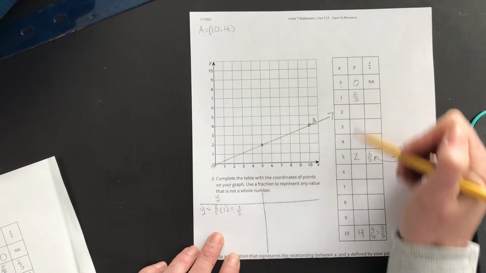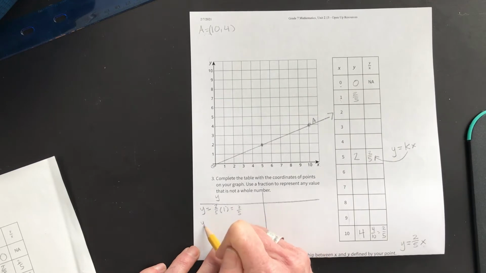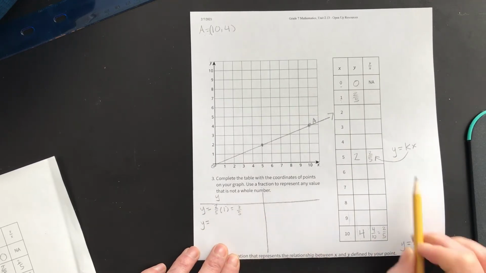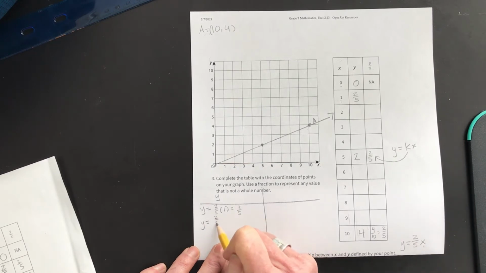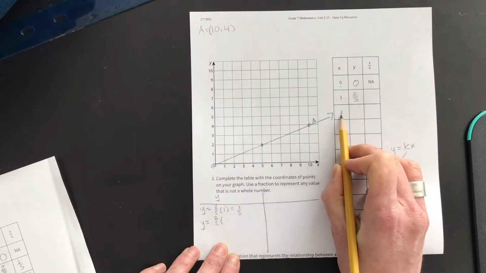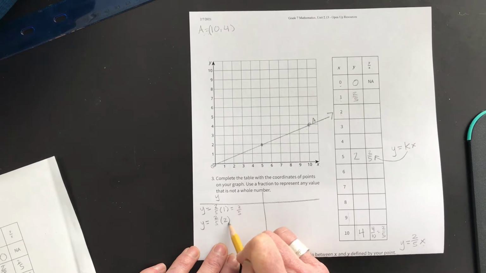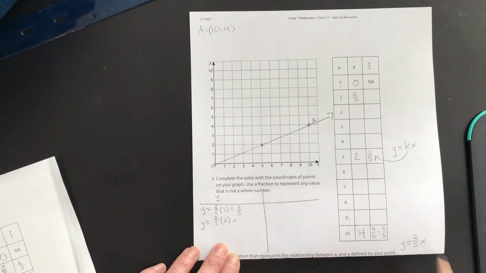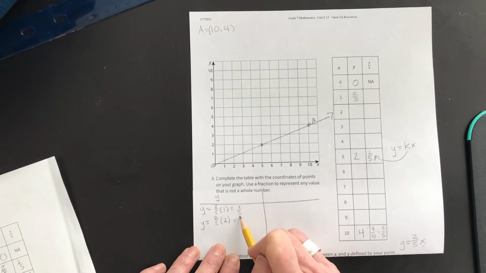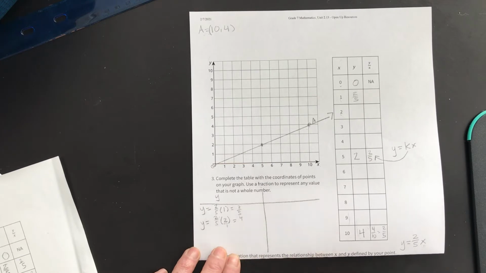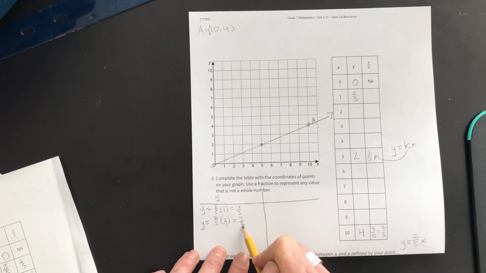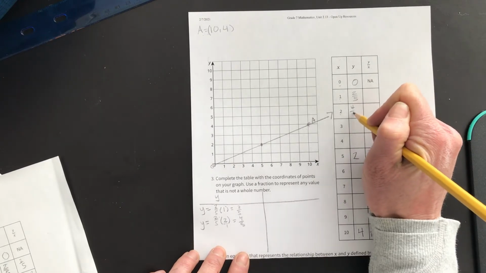If I wanted to continue down in this table, I can do the same thing. I'm going to use my y equals kx, but since I know my k is 2/5, I'm going to write y equals 2/5 times my x value, which is 2. So I'm going to plug that in here. And now I'm just multiplying a fraction, right? Because 2 times 2 is 4. And then this is essentially over 1, because any whole number is over 1. And so that equals 4/5. And so my resulting y value here is 4/5.